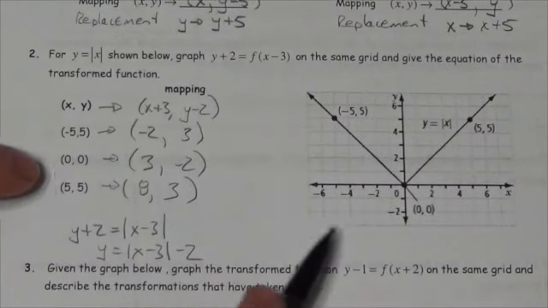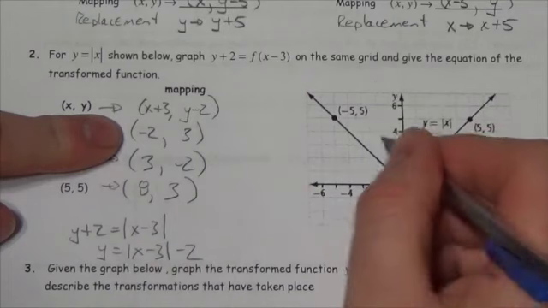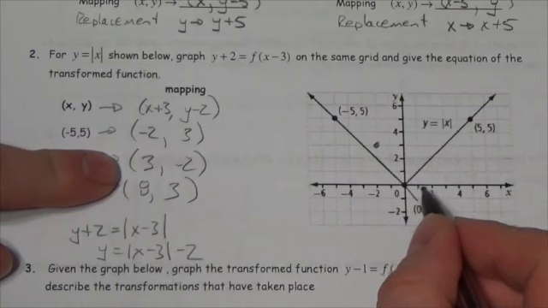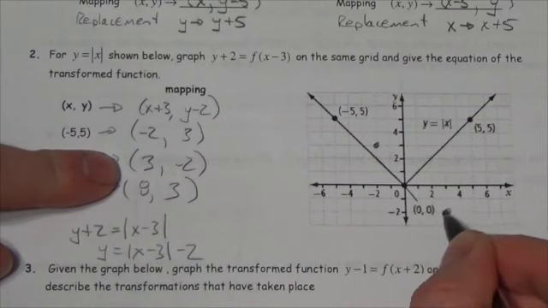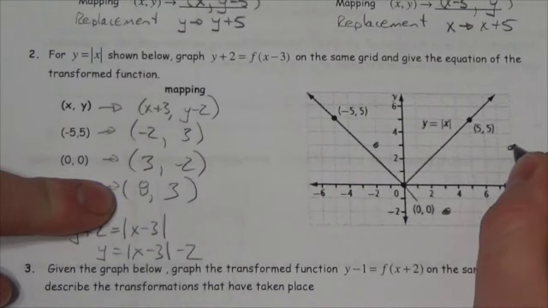And now I would plot these points. Okay, so negative 2, 3, right there. 3, negative 2, 3, 1, 2, right there. And 8, 3, so 6, 7, 8, 1, 2, 3, right there.